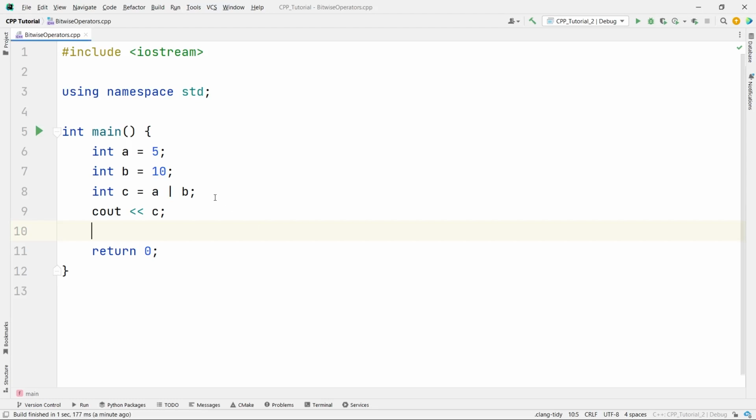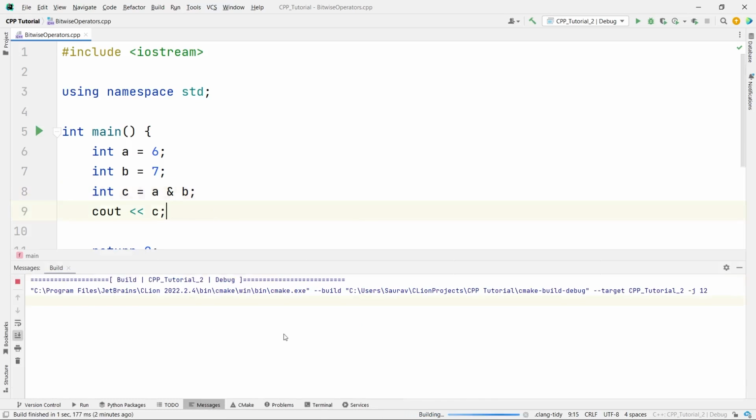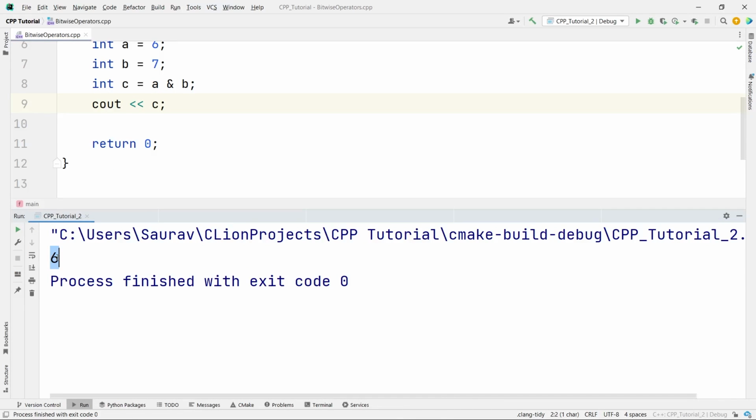Let us take the same thing only. I will write 6 and here I will write 7 and do the AND operation. Guys, please remember, if you do double ampersand, this becomes logical AND. If you do double pipe symbol, this becomes logical OR. But I am doing bitwise AND. The symbol is single ampersand. As we saw, the answer was 6. Let's run this and check. Yes, you can see the answer is 6, so it's working absolutely fine.